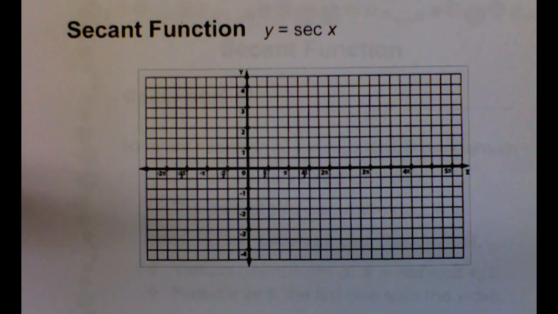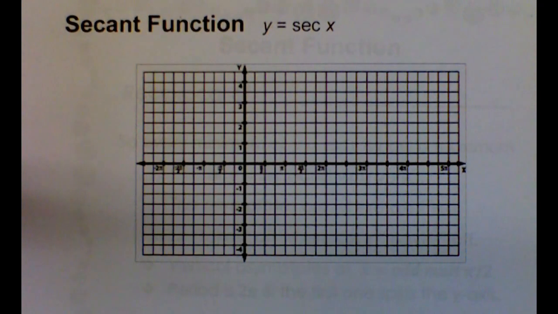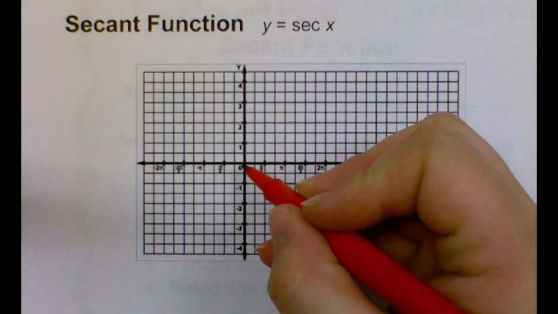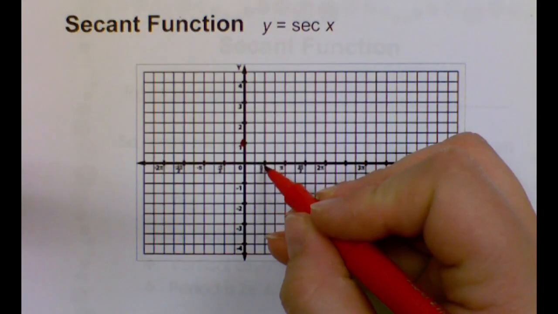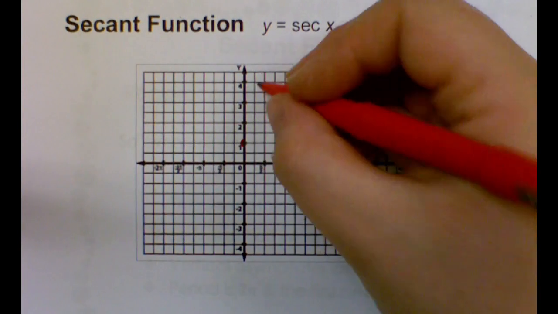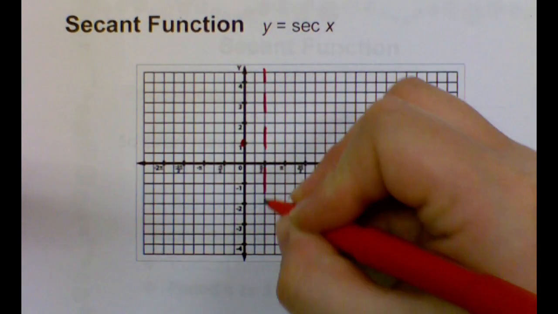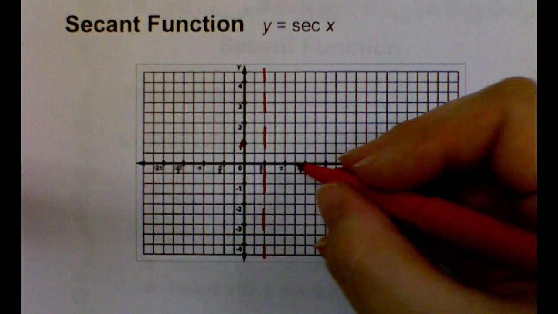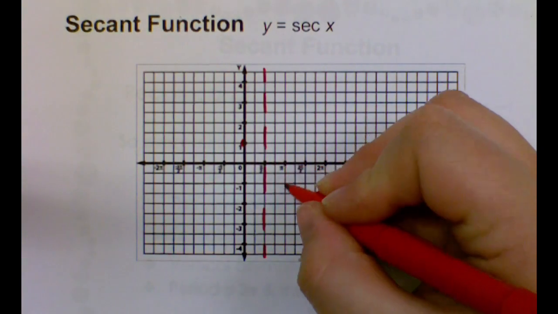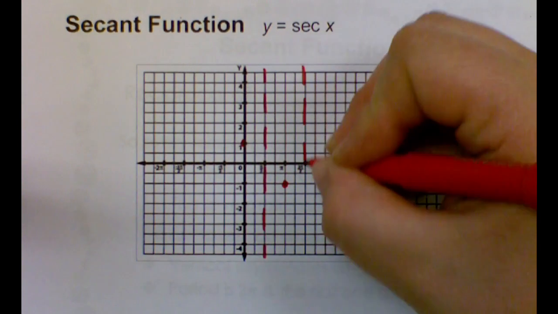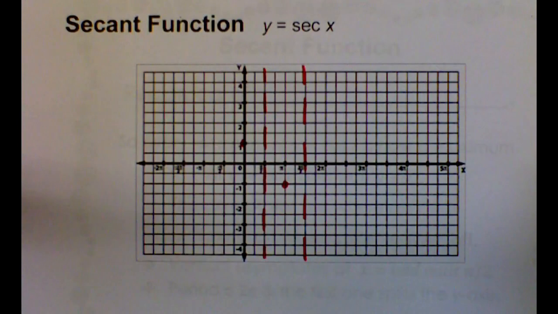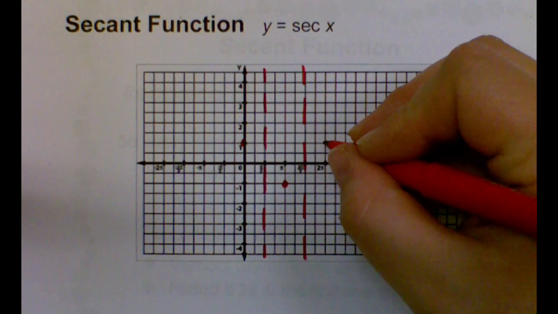All right, then it brings us to secant. Remember that secant is the reciprocal of cosine. So it's 1 over the cosine. So at 0, the cosine is 1, so secant is 1. At pi over 2, the cosine is 0, which means the secant is undefined. So I have an asymptote. At pi, the cosine is negative 1, so the secant is negative 1. At 3 pi over 2, cosine's 0, so secant's undefined. At 2 pi, cosine is again 1.